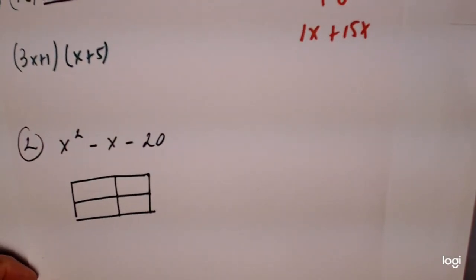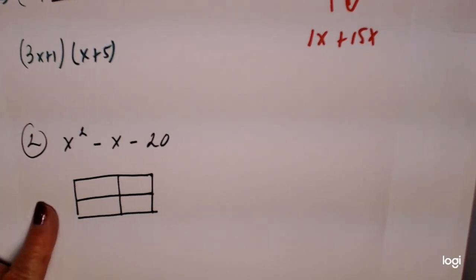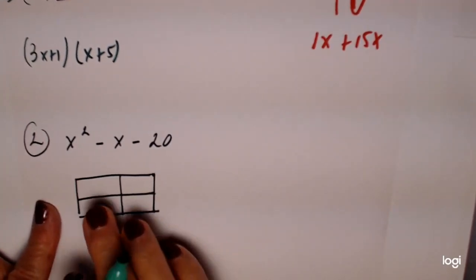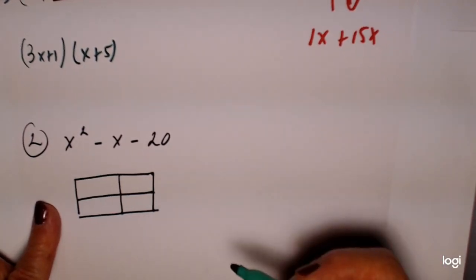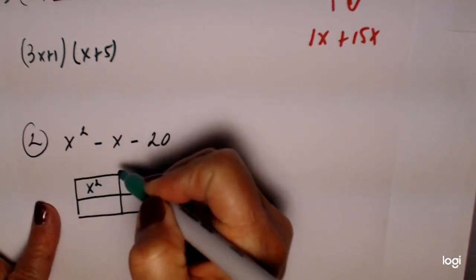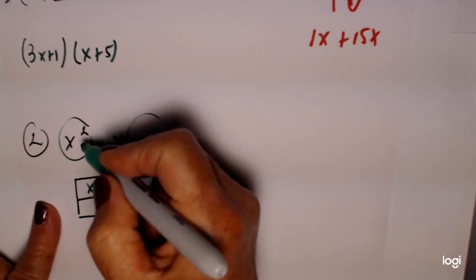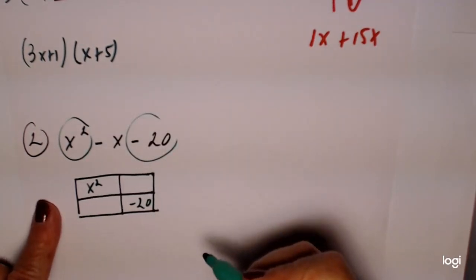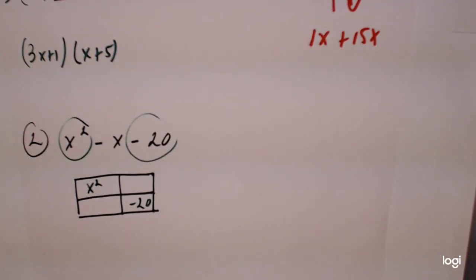Next example, again, our box has 4 squares. This is a 1, 2, 3 trinomial. So we can put in this and this. This goes in the first, this goes in the last. And again, we need to bust up this negative x.